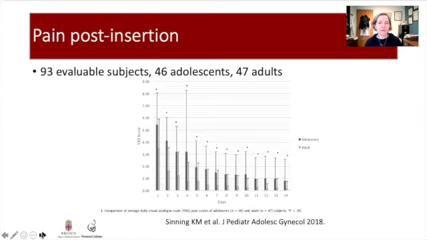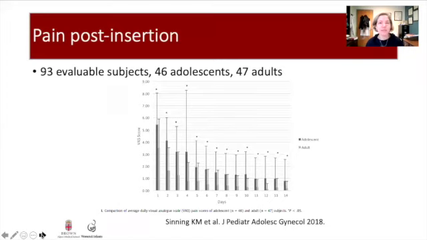The study enrolled 46 adolescents and 47 adults. The average pain score over the first 3 days post-insertion was 3.85 in the adolescent group and 2.56 in the adult group. You can see from this graph that adolescents experienced more pain post-insertion than adults, but both groups had a decline in pain over the 2 weeks.